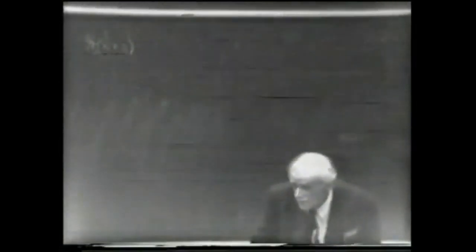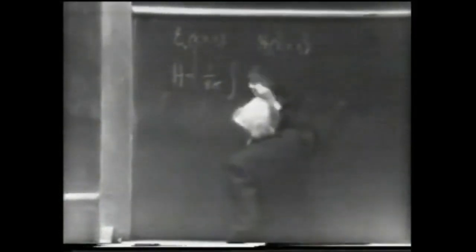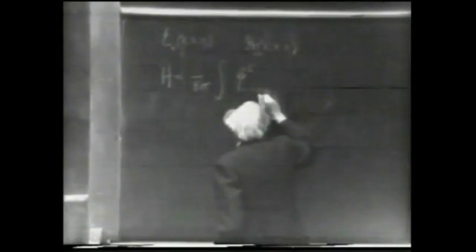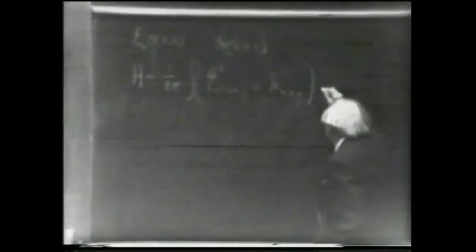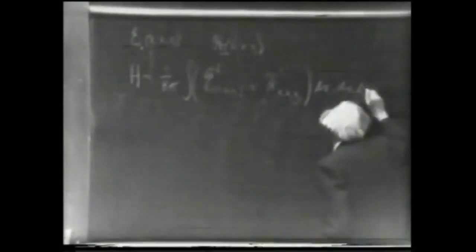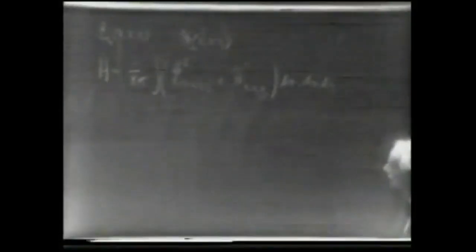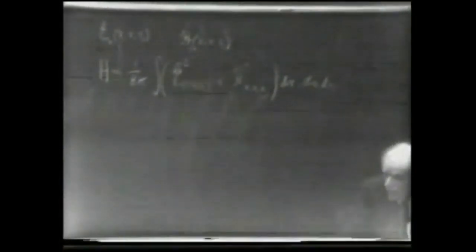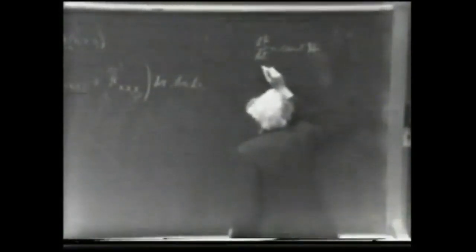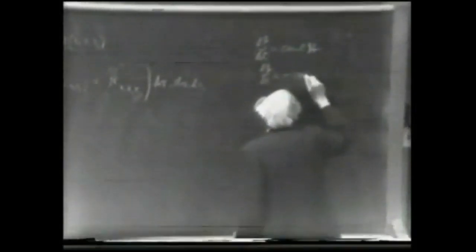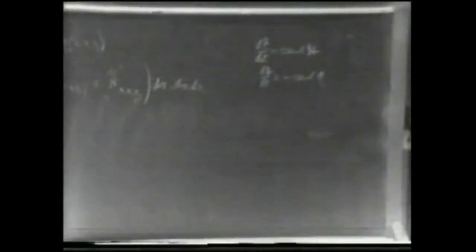The Hamiltonian is equal to the total energy, and we take this to be the same as in the classical theory. H equals 1 over 8 pi integral of E squared at x1, x2, x3 plus H squared at x1, x2, x3, integrated over the three x's, dx1, dx2, dx3. Now, what are the equations of motion for E and H? Well, we know what they are from the Maxwell theory. dE by dt equals curl H, dH by dt equals minus curl E.